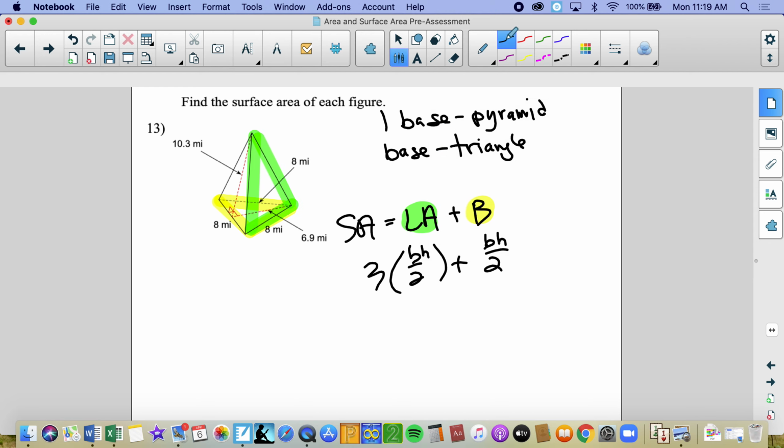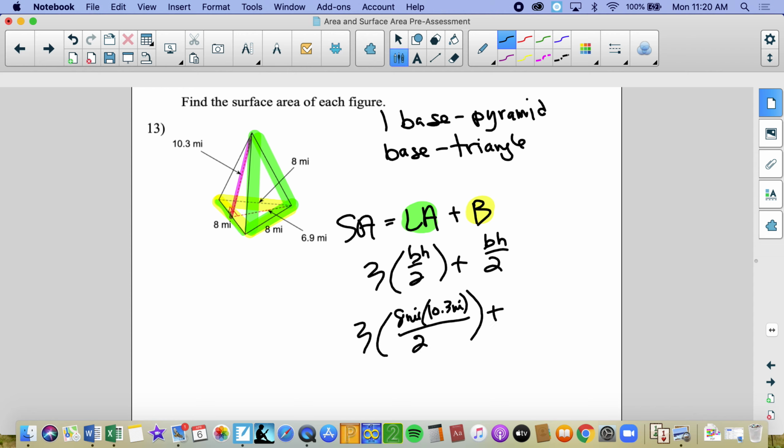So let's fill in the pieces of information. When I talk about my lateral area, I'm talking about the green. So the base of the green is going to be 8 miles. That's this one right here. I'm getting that from this piece right here. And then the height, that slant height, is going to be there because I'm talking about the lateral area. So 8 miles times 10.3 miles divided by 2 because it's a triangle.